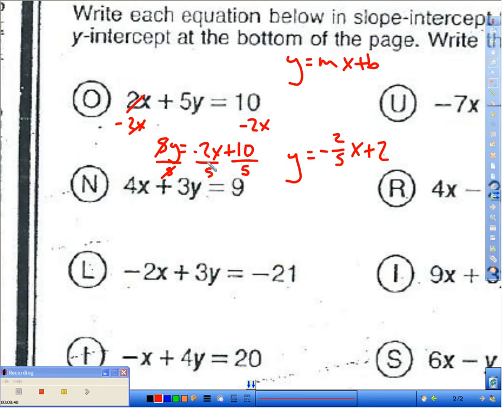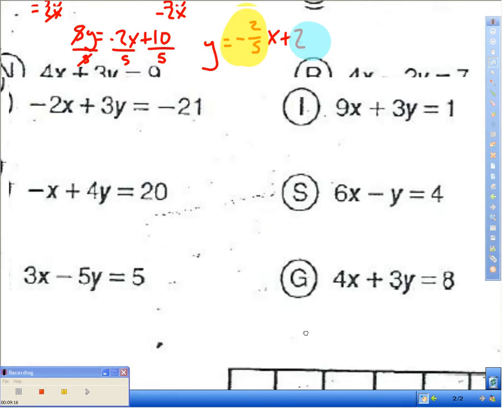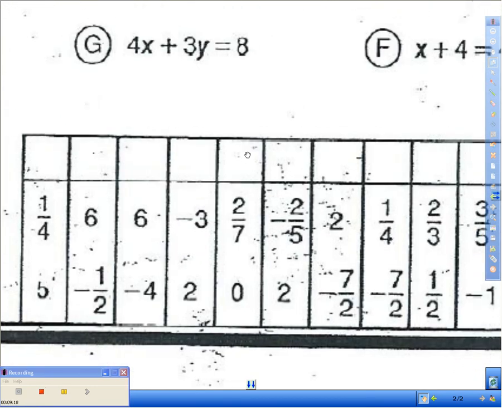Again, we did bring the coefficient out in front. Instead of negative 2x over 5, we wrote that as negative 2/5 x plus 2. So we said that the slope of an equation that is written in slope-intercept form is going to be the number that comes in front of the x, and the y-intercept is the number that comes at the back, so the 2. So let's find that at the bottom of the page. We had a slope of negative 2/5 and a y-intercept of 2. So that would be located right here.